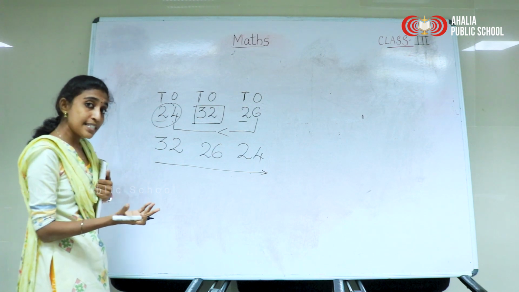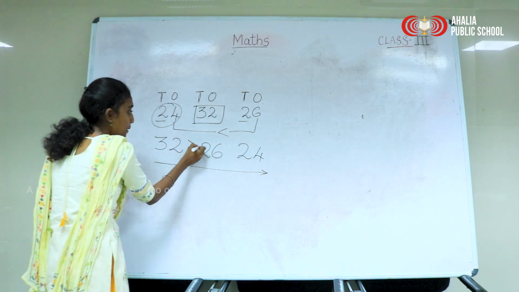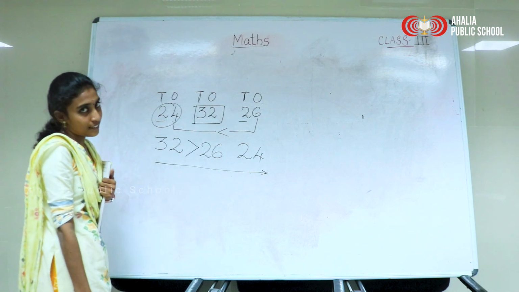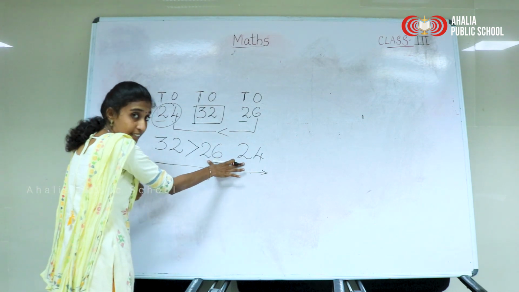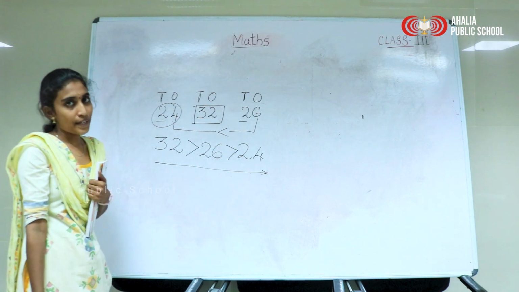That is from the greatest to smallest. And how will we put the symbols here? Which is greater? 32. So open mouth symbol to the 32. And next, which is the greater here? Again 26. So open mouth symbol to 26.